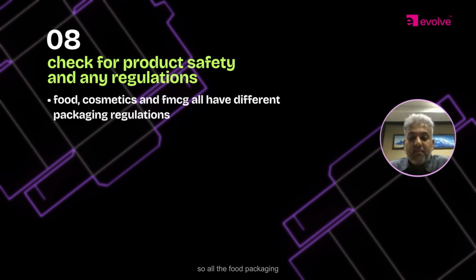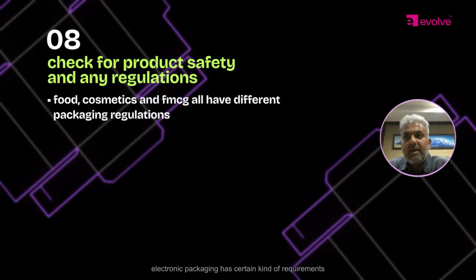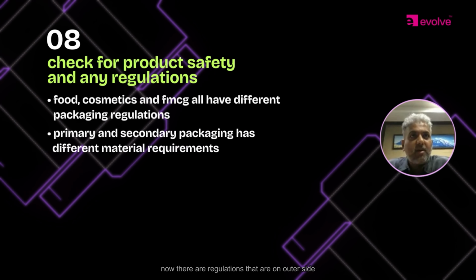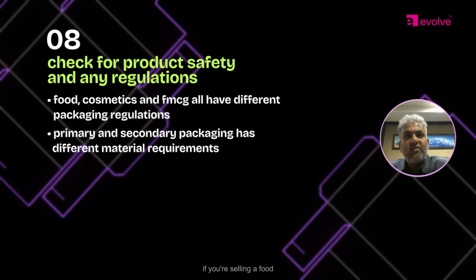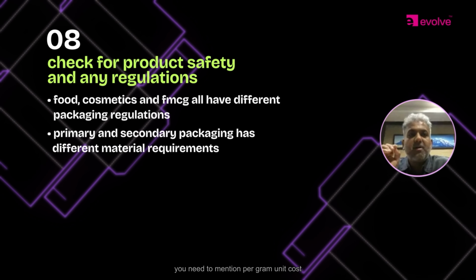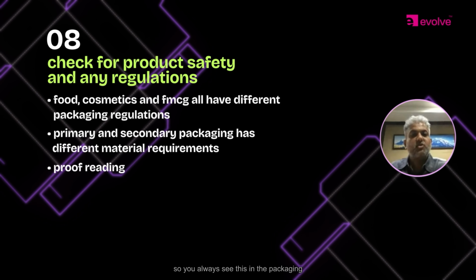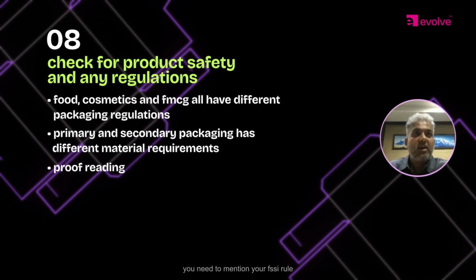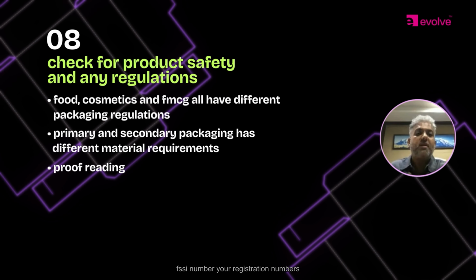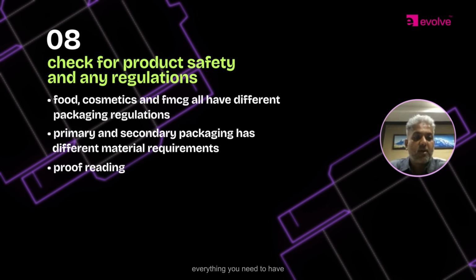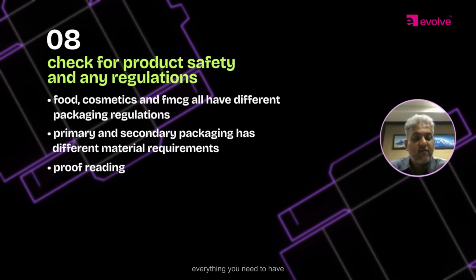So all food packaging or some other electronic packaging has certain kinds of requirements. What regulations do you need to put? Now there are regulations that on the outer side, if you are selling food, you need to mention the per gram unit cost. If you are selling in pieces, let's say you have 10 colors inside the box, what is the per color cost? So you always see this in the packaging. You need to mention your FSSAI number, your registration numbers, your contact details, where it got manufactured, the origin of the product. Everything you need to have at this stage.